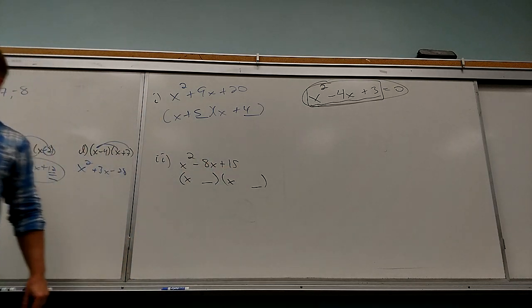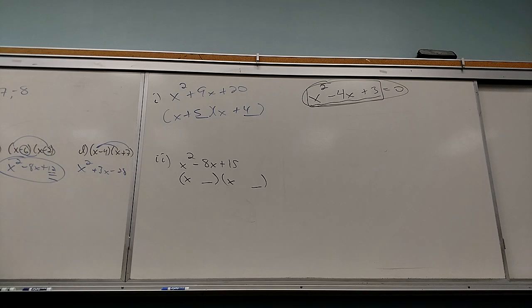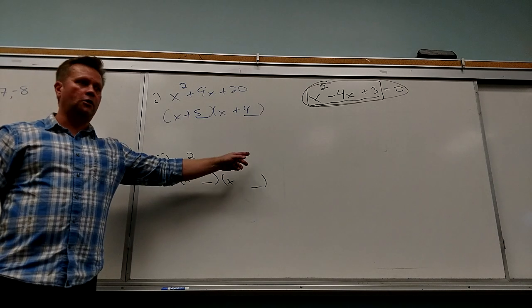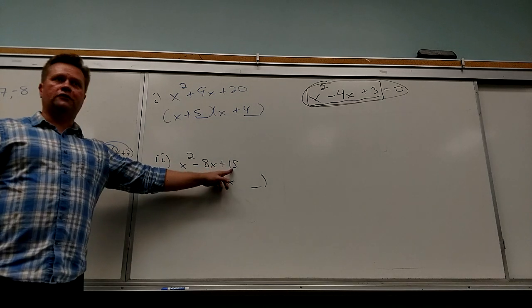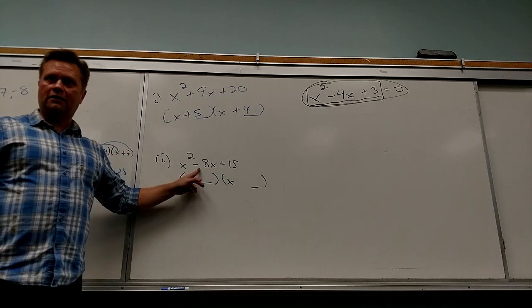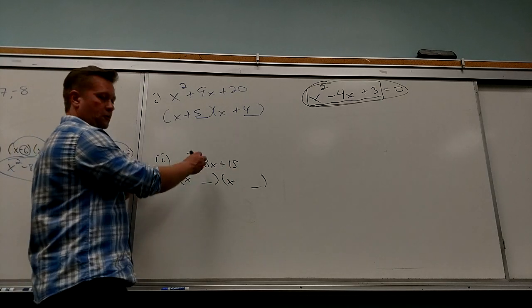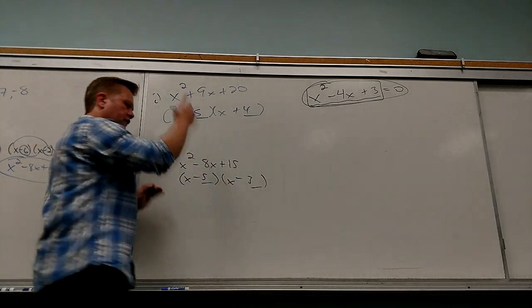If they multiply to be positive, can they be different signs? No, they have to be the same sign. In fact, they have to both be negative. And what's really the only factors of 15? 5 and 3. And they make negative 8 if they're both negative. Done.